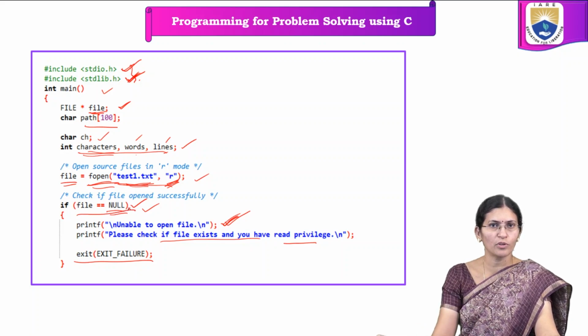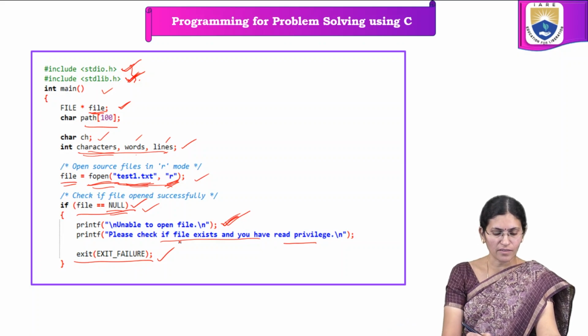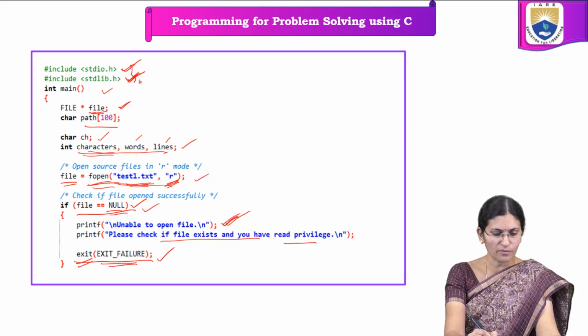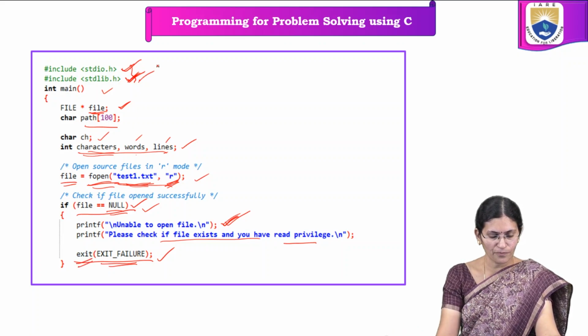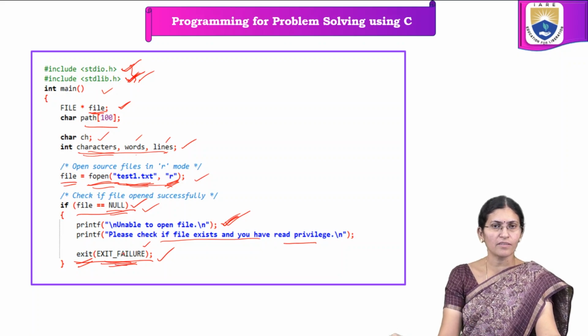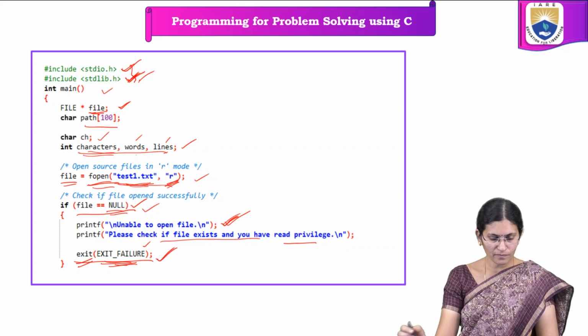If the file is not opened properly, it will exit with exit failure status. Exit is a function defined in stdlib.h. The exit failure value is a non-zero value. If it is some non-zero value, then it states that the program terminates abruptly, or the control is transferred to the operating system.